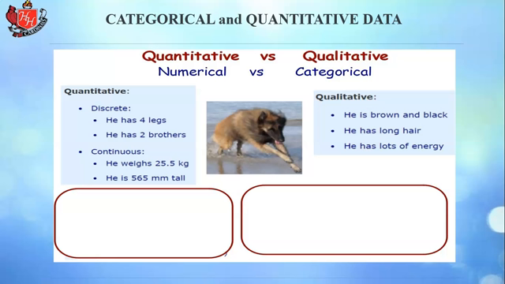Qualitative is things that aren't numeric. So the color of the hair, is it brown or black? Is it long? Does the dog have lots of energy? Now sometimes you can assign numbers to those, but generally speaking those would be qualitative variables. And they're also called categorical variables.